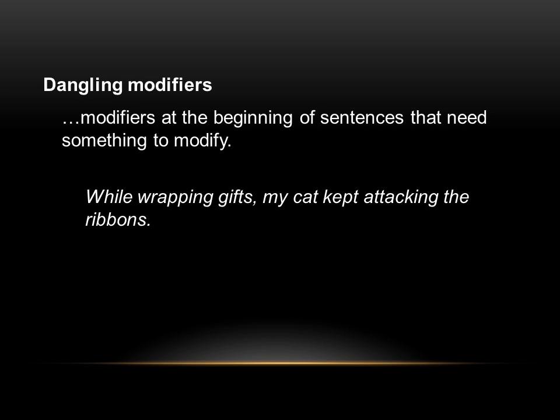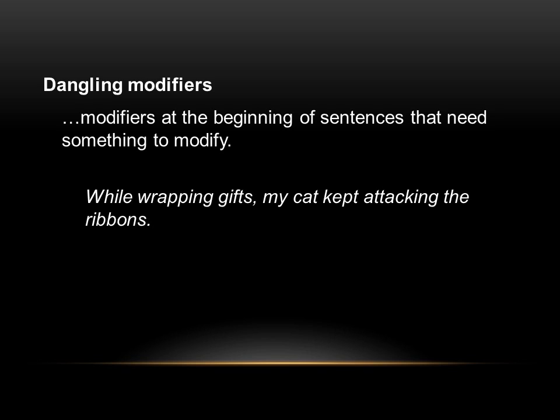I was entertained as my cat kept attacking the ribbons. Now we're adding some meaning here that maybe the original didn't intend, but that's the problem with dangling modifiers, is that there's not enough stuff in there, so you can't always tell what the intention is. As long as you're fixing it, that's good. Okay, does everybody see that in English this sentence says my cat is wrapping gifts? That's the key piece. This is what you'll see on the ACT.